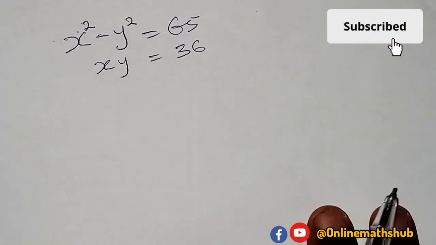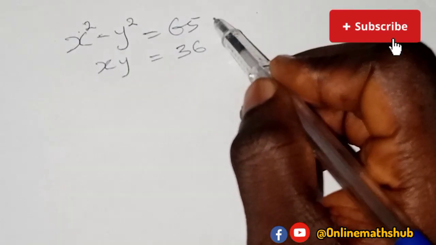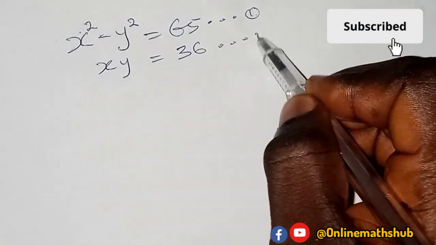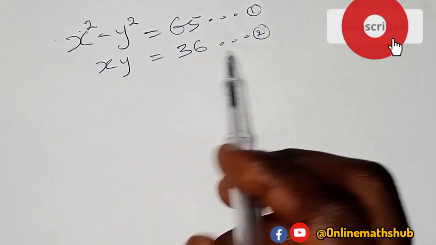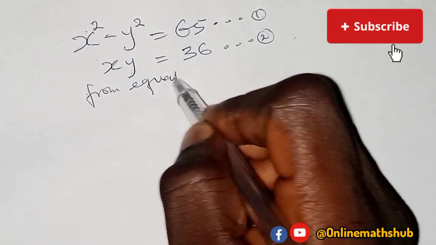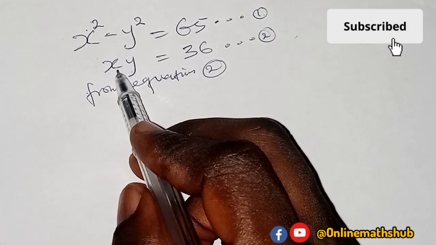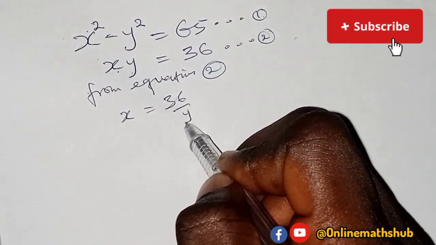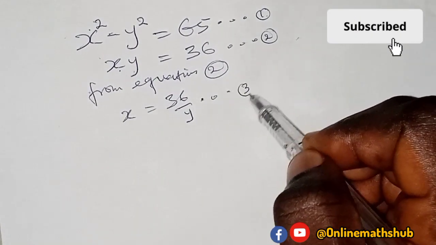Okay, so having said that, I'm going to proceed to solve this. If I name this equation 1 and this equation 2, I want to make one of these variables the subject in equation 2. From equation 2, if I want to make x the subject, my x is going to be 36 divided by y. Once I've gotten this, I can name this equation 3.